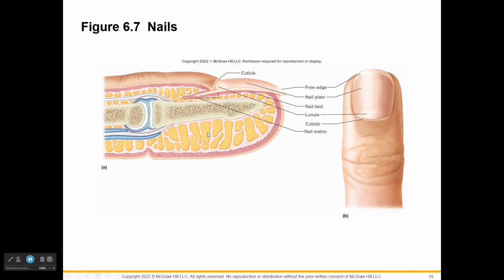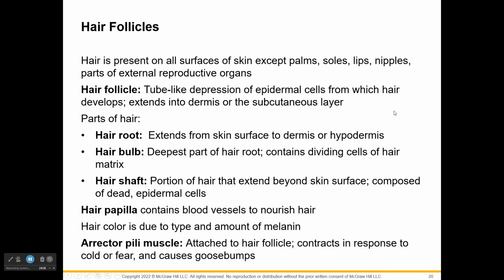And so this picture just gives me the ABCs. But what you can see is right here is the matrix area where the nail is growing from. So it's growing from here. The cells are dividing and they're getting keratinized, and then they become a hardened nail plate laying on top of the nail bed. And then this little white section is that lunula. This is the free edge, right, of the nail, and then your cuticle is right here.